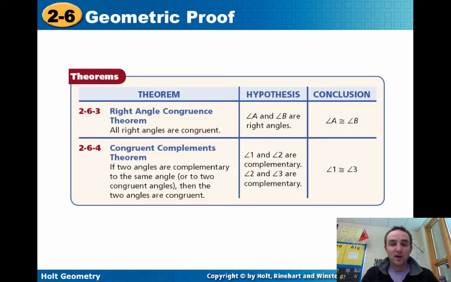Here are two more theorems for us. Right angle congruence. This one should be pretty basic, self-explanatory. All right angles are congruent. So if you know you have two right angles, we can simply say that they are congruent. Congruent complements, very similar to congruent supplements, only now if they are complementary to the same angle, then they are congruent.